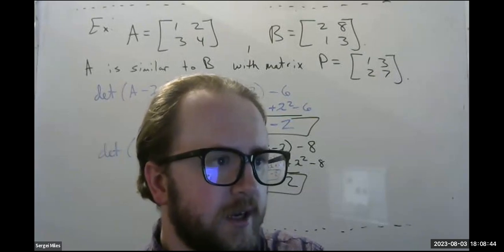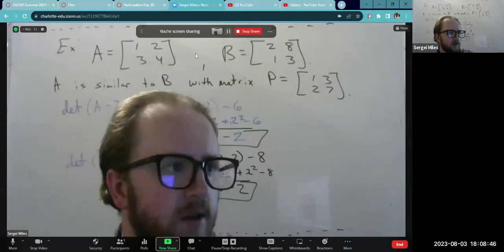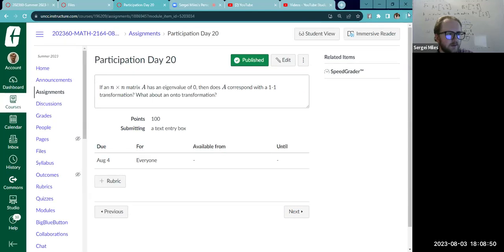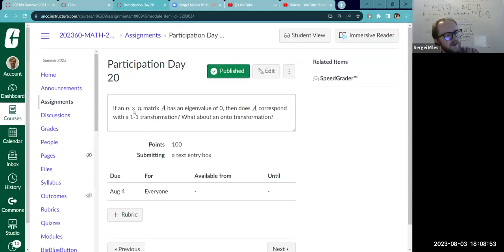Participation day 20. So we're given the question here. If an n by n matrix A has an eigenvalue of 0, then does A correspond with a one-to-one transformation? What about an onto transformation? Okay, what does this mean?